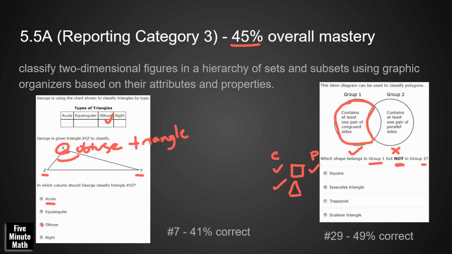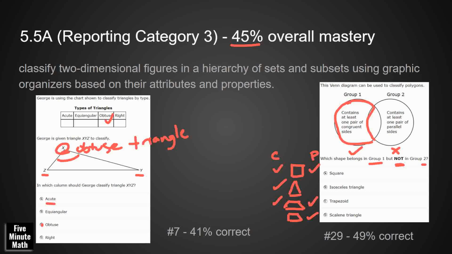Trapezoid. Trapezoid's kind of weird, right? You can draw a trapezoid like this, and you definitely have parallel, and you maybe have congruent. These two sides are congruent, but if I draw a right trapezoid, I'm going to get the parallel, but not the trapezoid. So I'm not sure about where that lands. But either way, it's group 2, so we don't need it.